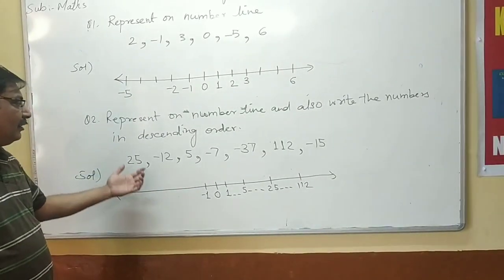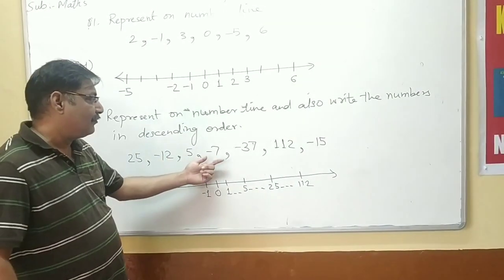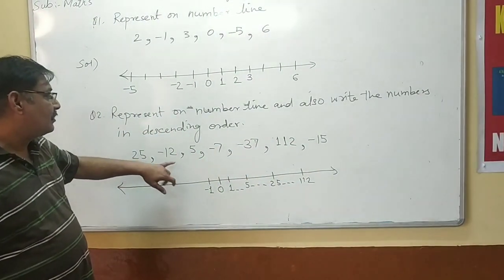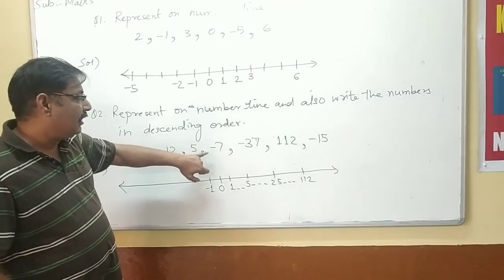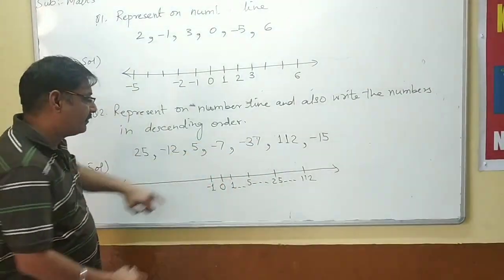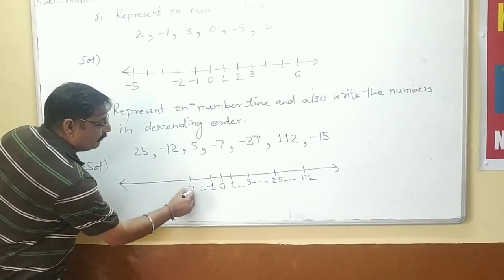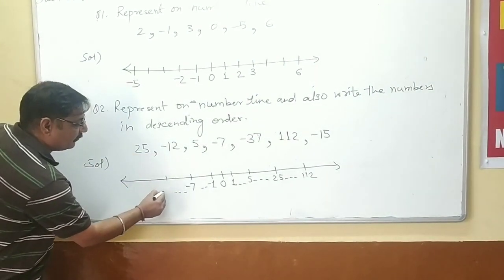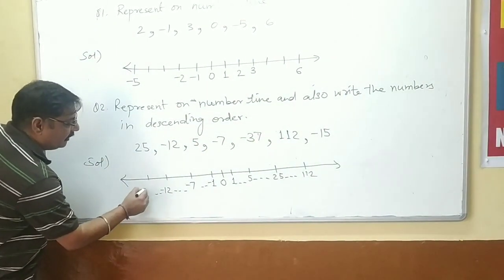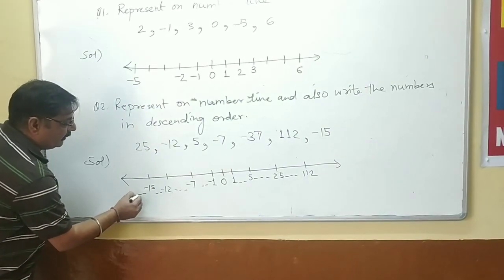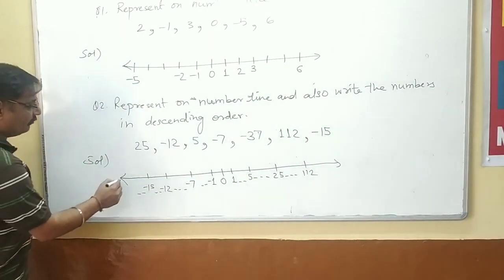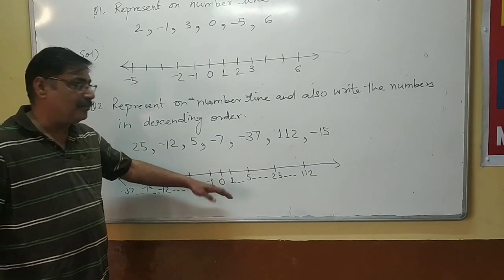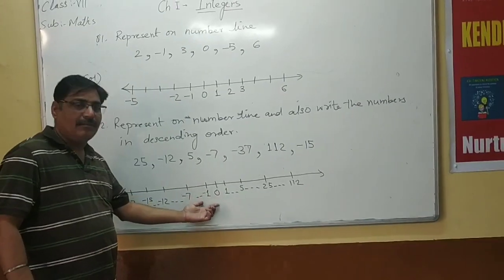On the left, we want to represent negative numbers. So we have negative numbers -7, -15, -37, and -12. The greatest number is -7. So first we will have -7. Then next we will have -12. Then next we will have -15. Then next we will have -37. So this is a representation of these numbers on the number line.